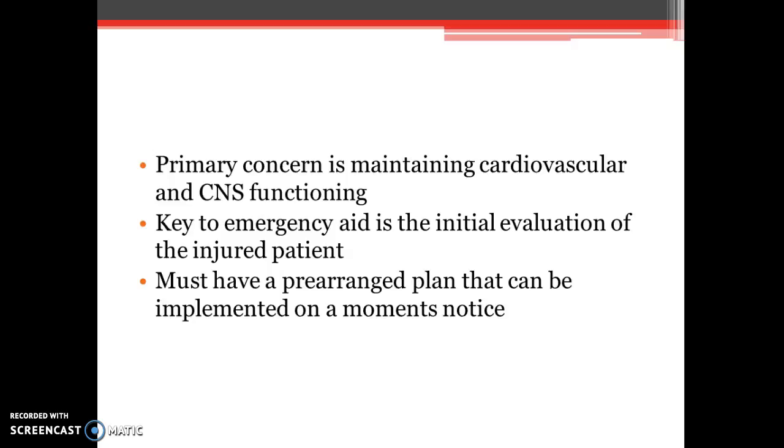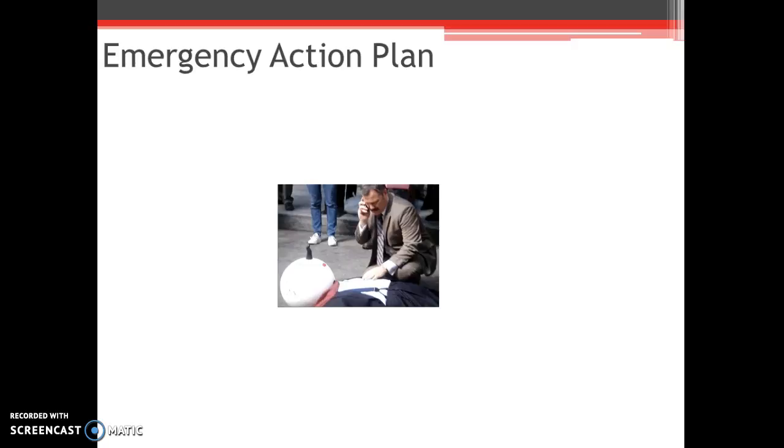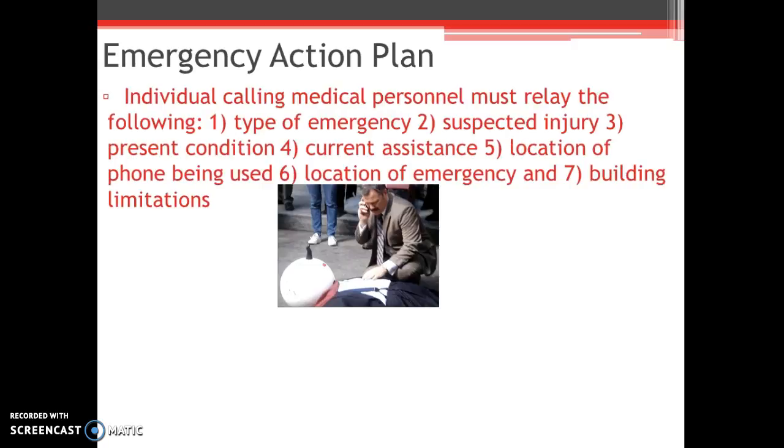All right, a lot of this you've probably had in CPR, but I want to make sure that we cover the key points. So the primary concern is maintaining cardiovascular and central nervous system functioning. That is imperative, obviously, when we have especially a life-threatening injury. All right, we want to make sure that we have a prearranged plan, that would be that emergency action plan. So I wanted to just hit on a few of the different aspects of the emergency action plan, just so that you understand what we're talking about.